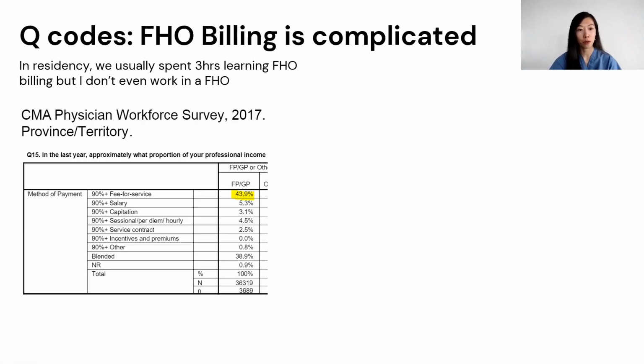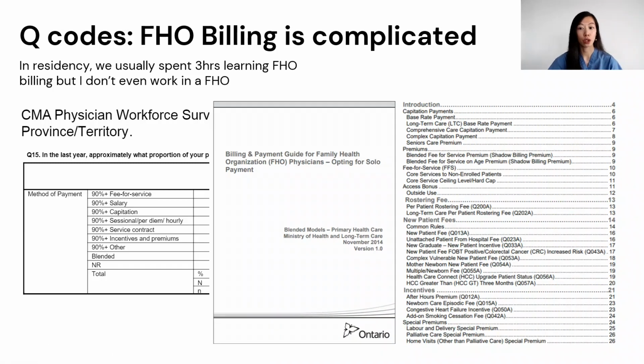So what I would refer you to is this document, because it talks a bit more about some of the other Q codes mentioned in the previous slides. It's a 29-30 page document, so going through it would be an entire talk all on its own, like another 30-minute talk. So if there's anyone out there who works in an FHO and wants to collaborate on a FHO billing lecture specifically on that topic, I'm happy to do that with you as well.